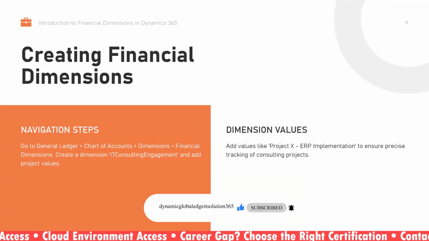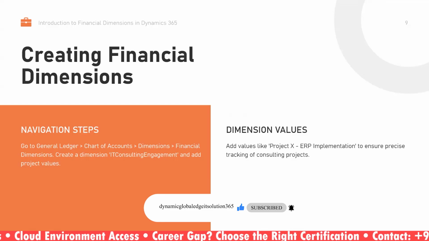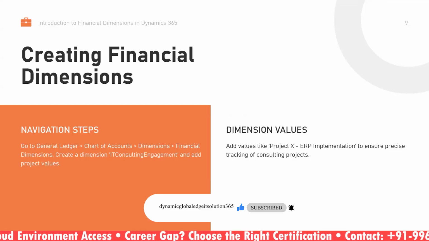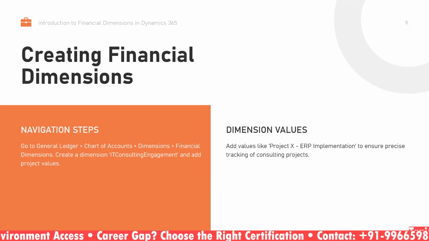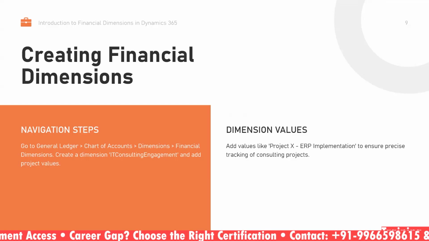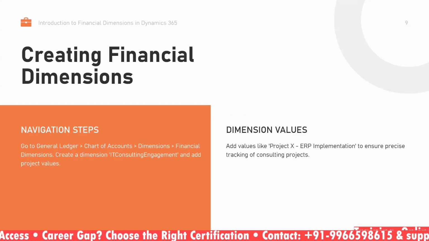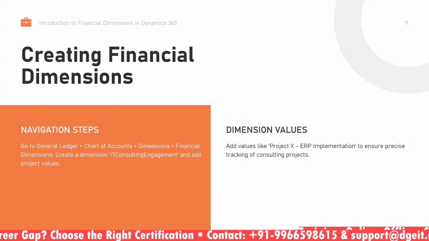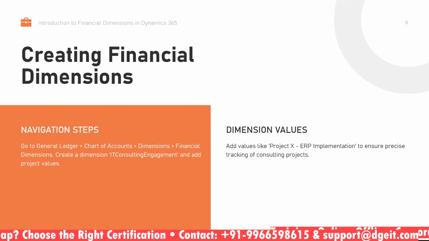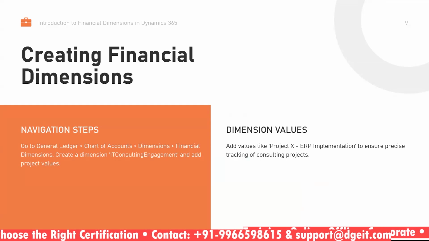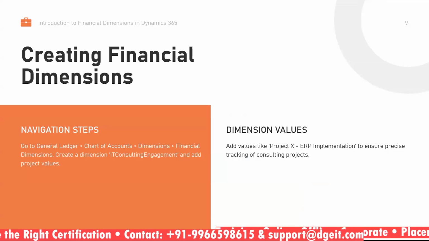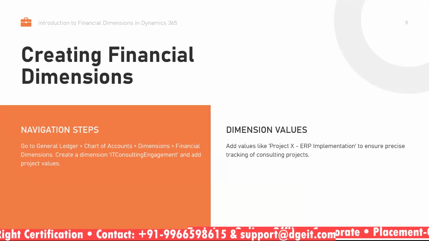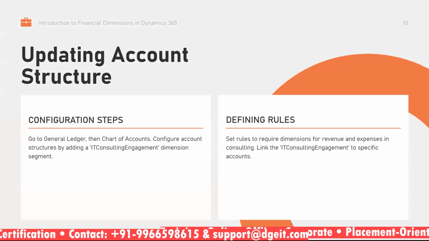Sorry. When you want to create a new financial dimension, you should go to the chart of accounts, dimension, financial dimension. There we have two things. One is system dimension, another one is custom dimension. Dimension value, like you can create many dimension values as per the client requirement.